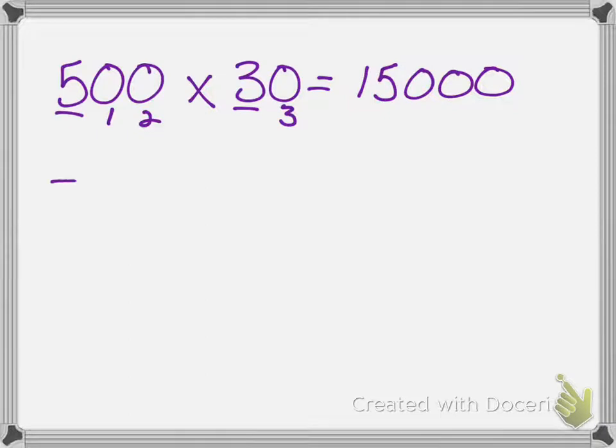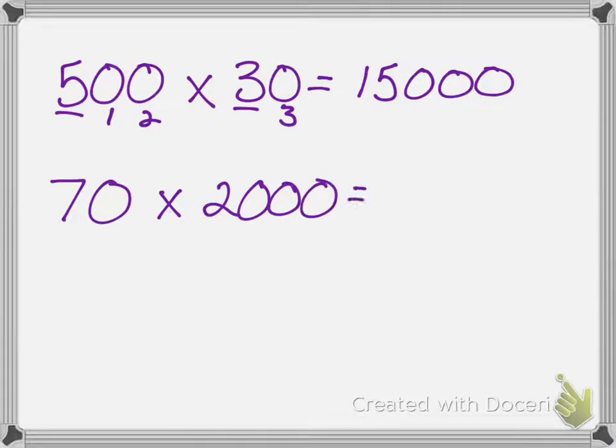Okay, let's try another one. 70 times 2,000. Now don't just sit there and wait for me to write down the answer. Think to yourself, 7 times 2 or 2 times 7. 14. Now count up your zeros. 1, 2, 3, 4. So your answer should have 4 zeros.